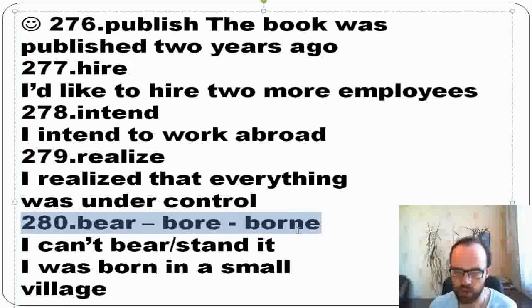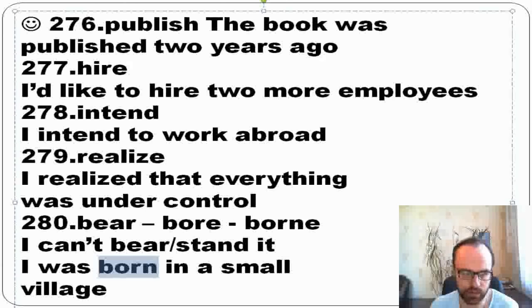Bear, born. I can't bear it. I can't stand it. It means hate. I hate it. And we often use born. So I was born in a small village. And where were you born?